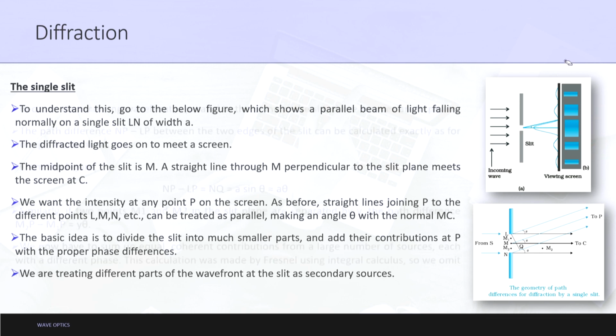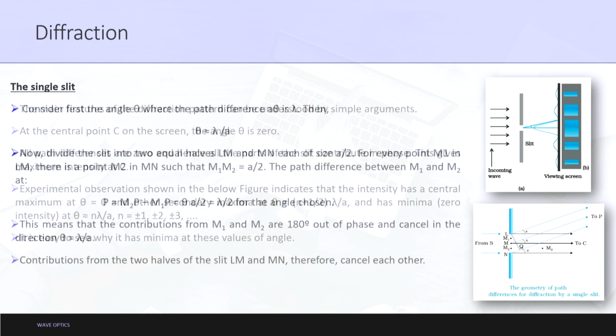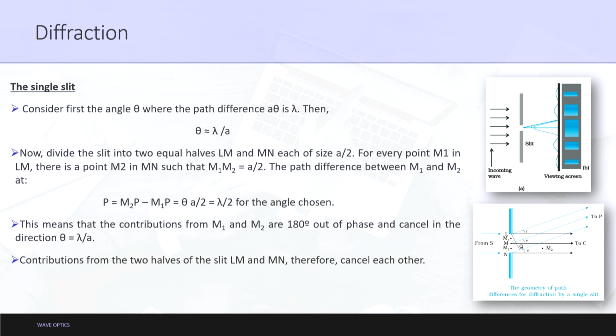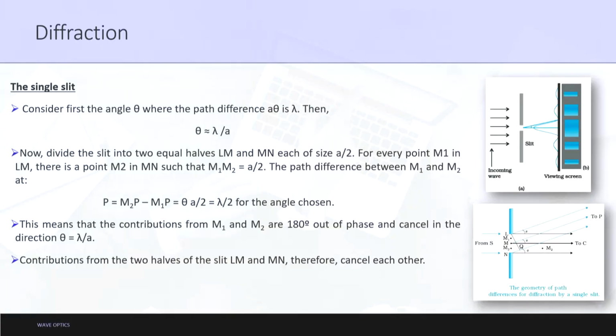In the last lecture we understood the value of theta, then lambda by 2 also. We understood that at some point P, for which the angular difference is theta equal to lambda by a, the dark fringe is visible there. Today we will go on with the further discussion and understand why the intensity keeps on decreasing as we move further away. So this concept is done.